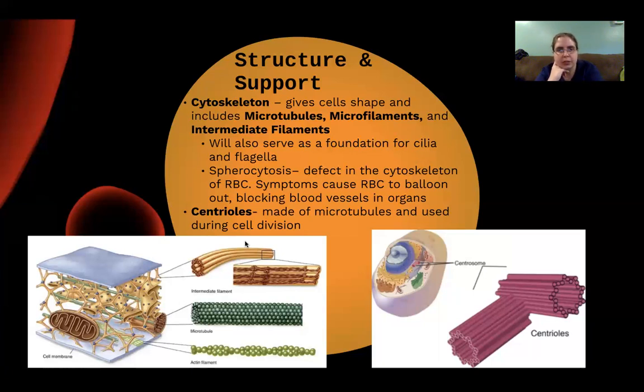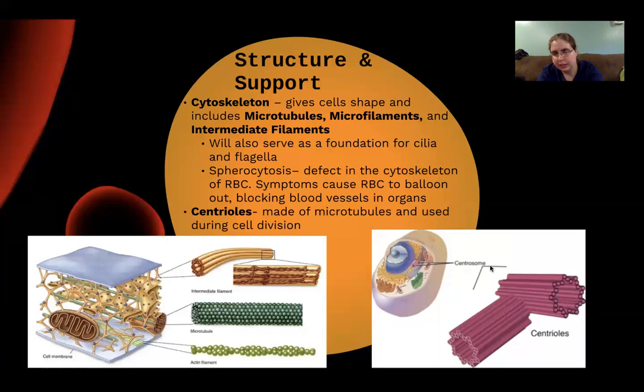So spherocytosis, this is a defect in the cytoskeleton of red blood cells, and symptoms cause the RBCs, red blood cells, to balloon out. So instead of being that nice kind of fluffy donut shape where it's indented in the middle, they turn into these big bulbous balloons. This means that they can very easily block different blood vessels, causing clots in different organs, and that can lead to a lot of different problems.